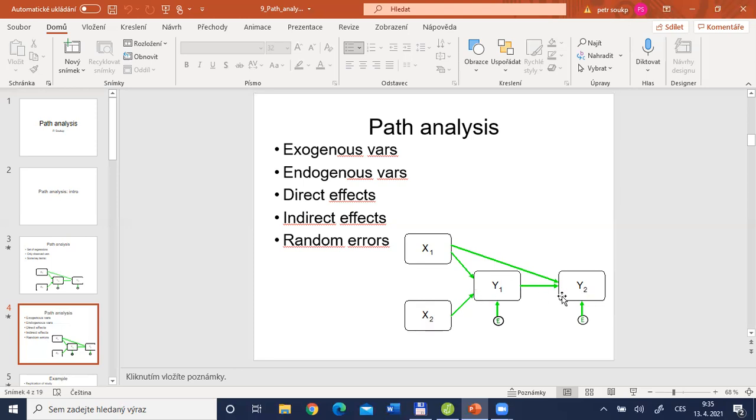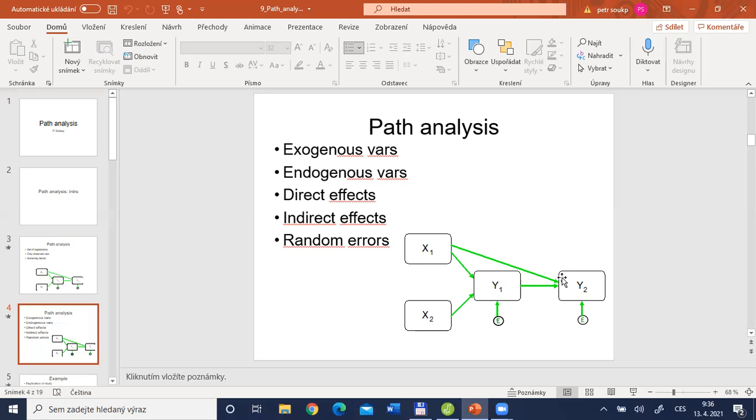And I would like to add one more comment. If you take this direct effect, and if you take, for example, this indirect effect, these two effects together create something that is called the total effect. So we are differentiating direct effects and indirect effects. And if you sum up the direct effect and indirect effect, you get the so-called total effect. So if you are applying models such as path analysis, you are usually also evaluating indirect effects and total effects.